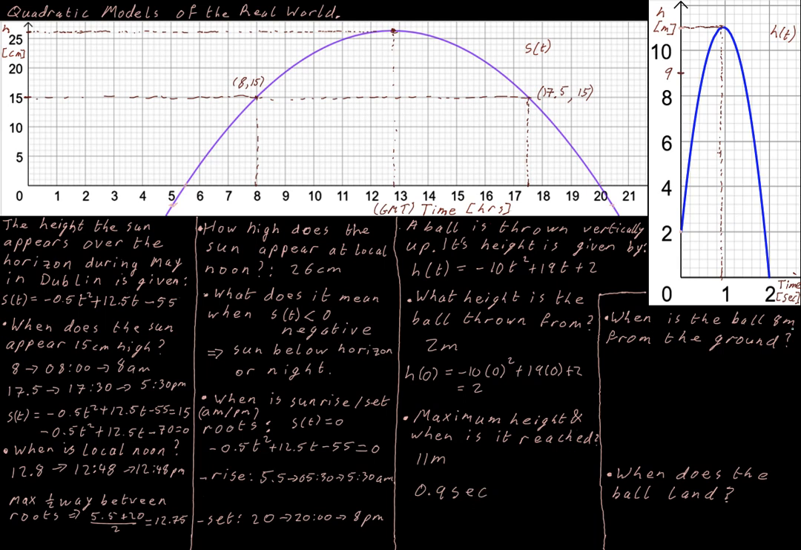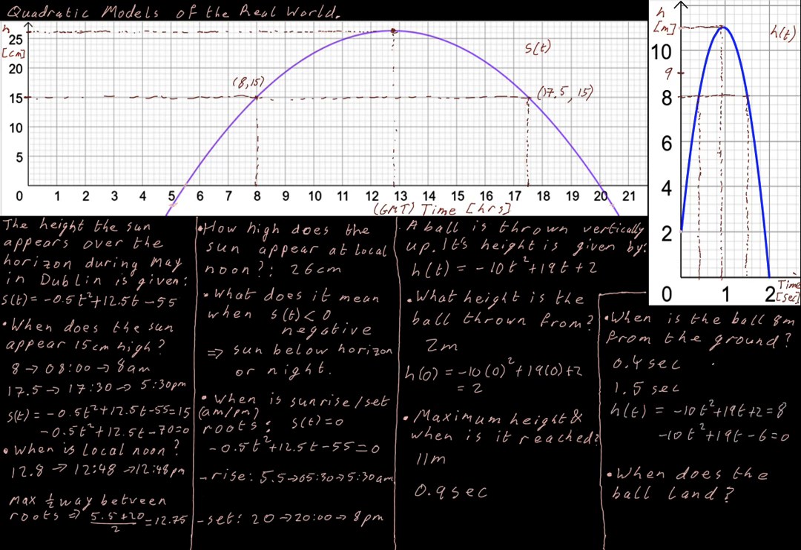When is the ball 8 meters from the ground? So we mark across at our height of 8. And we find the coordinates of those points. So we drop down here, and that would be at 2 boxes over. So at 0.4, 0.4 seconds. And here we've gone across, and we would be at 1.5. We're halfway through our box from 1 to 2. So that would be 1.5 seconds.